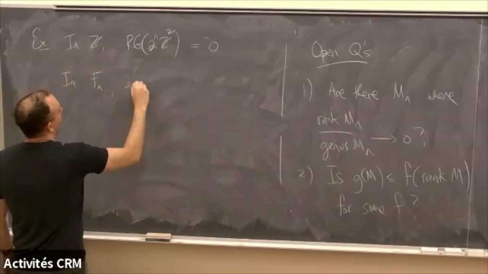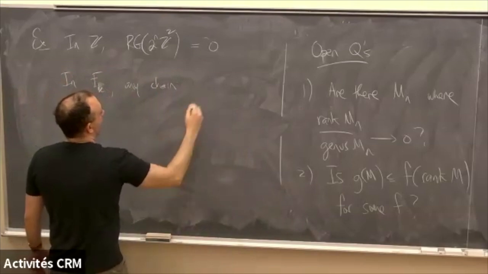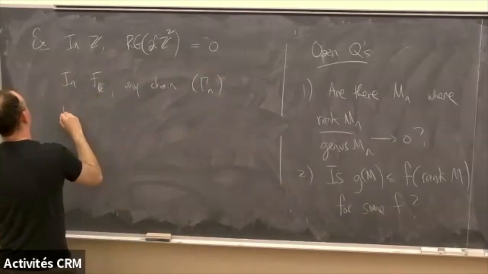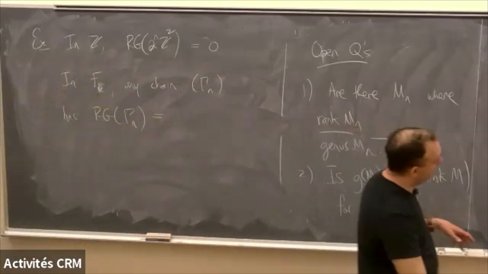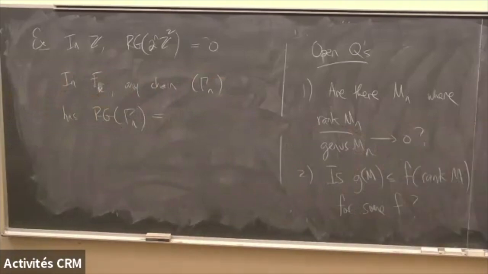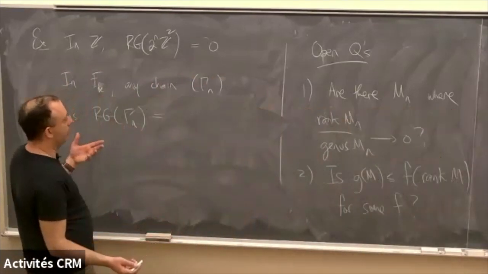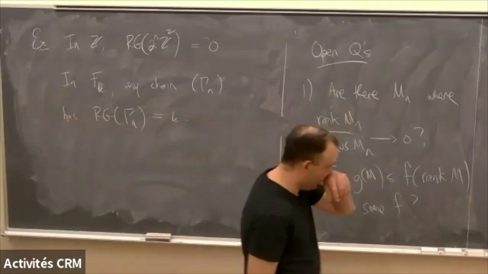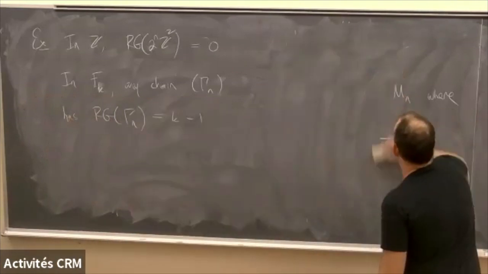And then also in F_k, any chain Gamma_n has a rank gradient equal to, well, we said that in a free group, rank is actually an equality here, right? And so that means the rank gradient's always what, k? Is that right? Yeah, k minus 1, right? All right, so that's rank gradient.